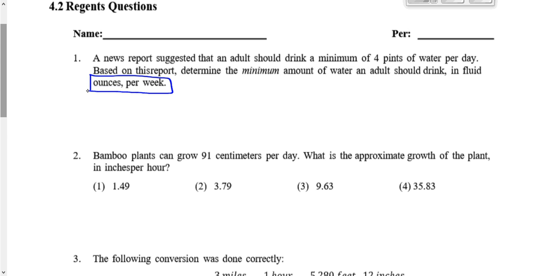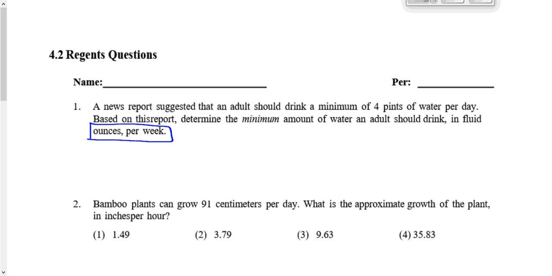4 pints over 1 day. That's what you start with. And you'll need to cancel out pints, you'll need to cancel out days, and get them into ounces somehow. Check your conversion chart, see what's on there. What'd you get? 64 ounces per week. I got 32 ounces per week. I got 448. I don't know what I did.